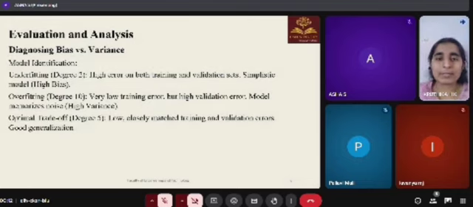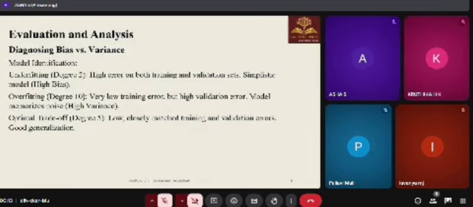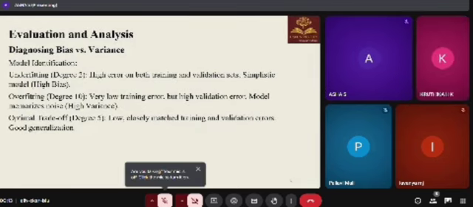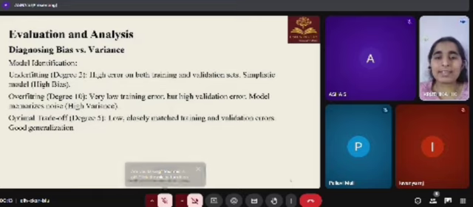I would like to discuss evaluation and analysis, and in that, diagnosing bias versus variance. In machine learning, bias and variance help us understand model performance. Underfitting, degree 2: the model is too simple to capture the underlying pattern in the data. As a result, it performs poorly on both training and validation sets, showing high bias and low variance.